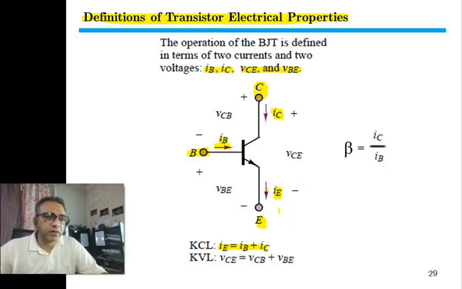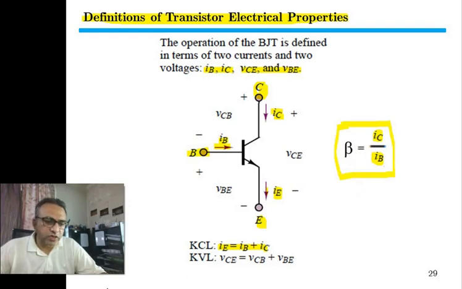The second electrical property is the relation between IC and IB. The relation between IC and IB is very famous, that is beta, where beta is the gain, amplification gain of a transistor, and it is equal to the collector current divided by base current. And this beta value is normally found from the manufacturer's data sheet of a particular model of the BJT.